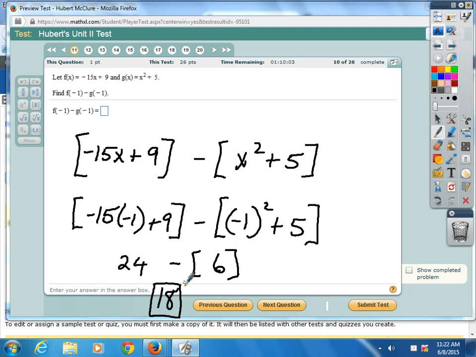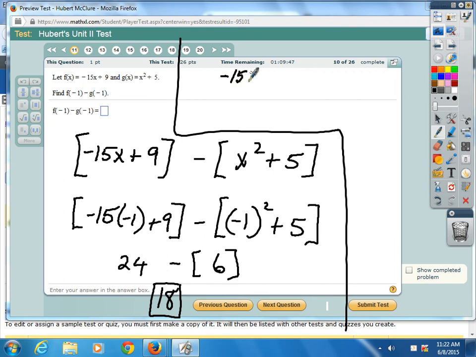18 should be your answer. 18. Now that's not hard. That is hard. This is a pre-algebra problem. I didn't understand any of that. No, all you have to do is plug and chug. Take this back to pre-algebra and go bam, bam.